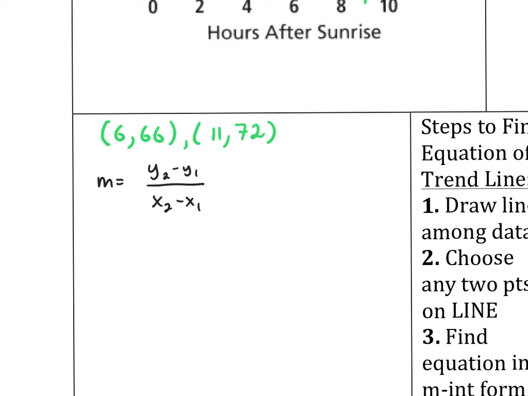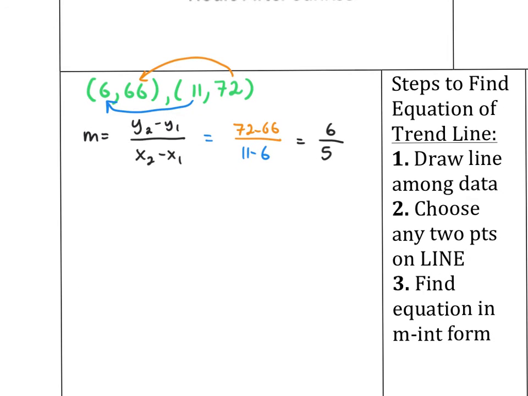So I'm going to use those here. So here are my 2 points. And now I'm going to subtract the y's. So 72 minus 66, divided by, and subtract the x's, 11 minus 6. And now we just simplify here. 6 over 5.